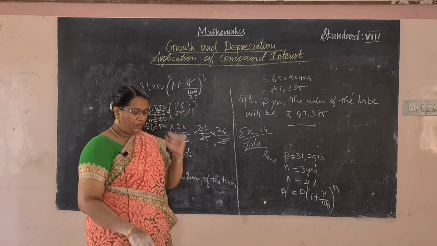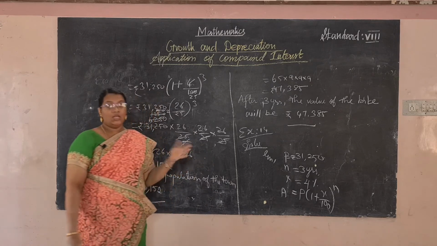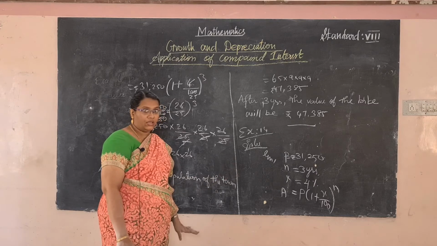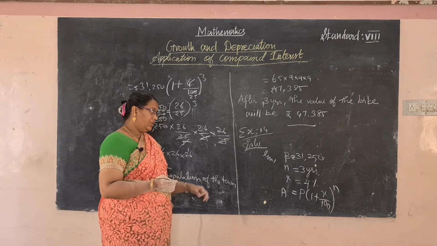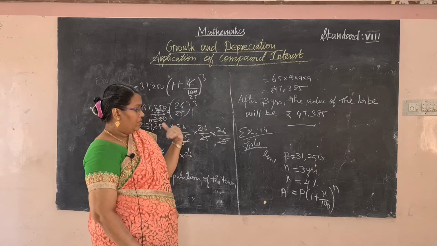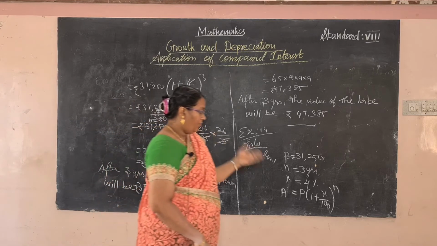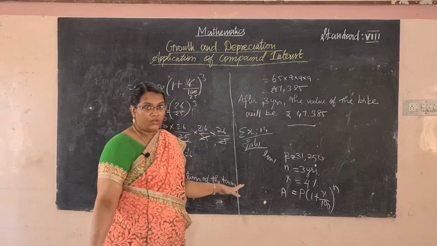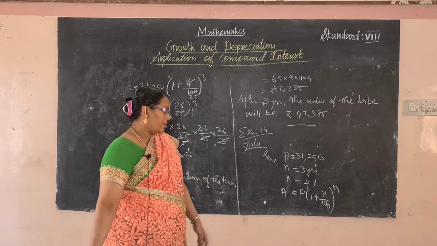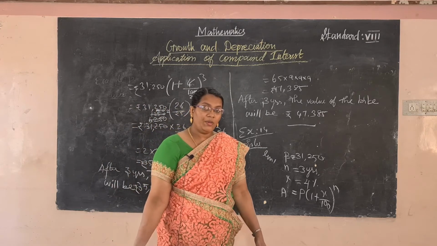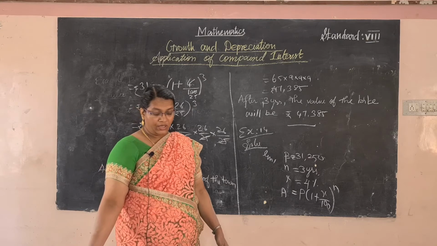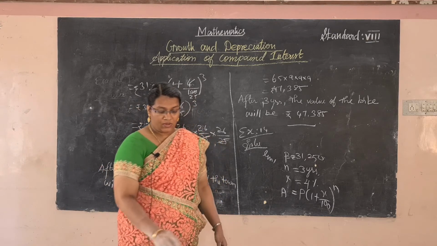Okay, so depreciation means the rate of growth is negative, therefore the R value is negative. Okay, if the rate of growth is positive, the R value is also positive. So the formula for appreciation is A is equal to P of 1 plus R by 100 the whole power n, and for depreciation A is equal to P of 1 minus R by 100 the whole power n. Now see the exercise problems.